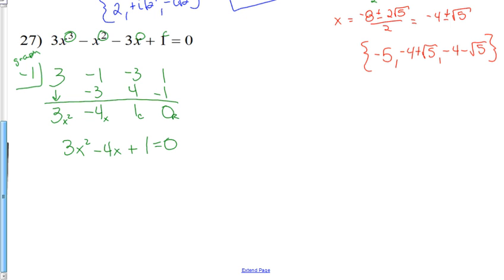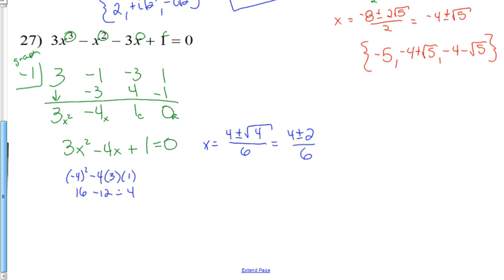We'll do b squared minus 4ac. And I end up with positive 16 minus 12, that's 4. So then using the quadratic formula, opposite of b, opposite of negative 4. So I'm going to write that just as positive 4 here. The opposite of b is positive 4. 4 goes in the square root sign. And then 2 times a is 6. So this ends up being 4 plus or minus 2 over 6.